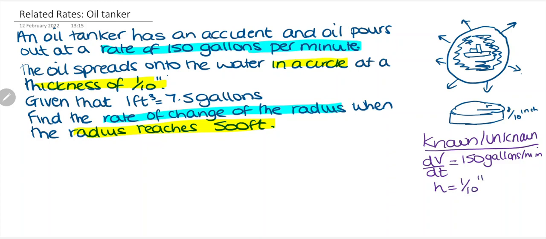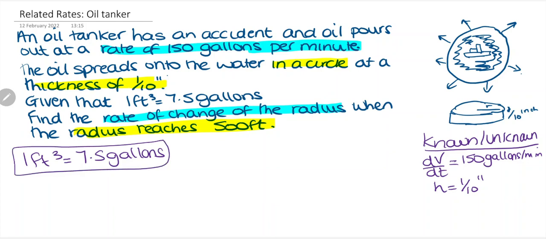We're given some information, so I'm just going to write that here: 1 cubic foot is 7.5 gallons. So this tells me I'm going to have to do some converting, change our units. And then I have the rate of change of the radius, dr/dt, which we don't know, and we need to find this when the radius is 500 feet. Now, you'll notice that we have gallons per minute and the radius is in feet.